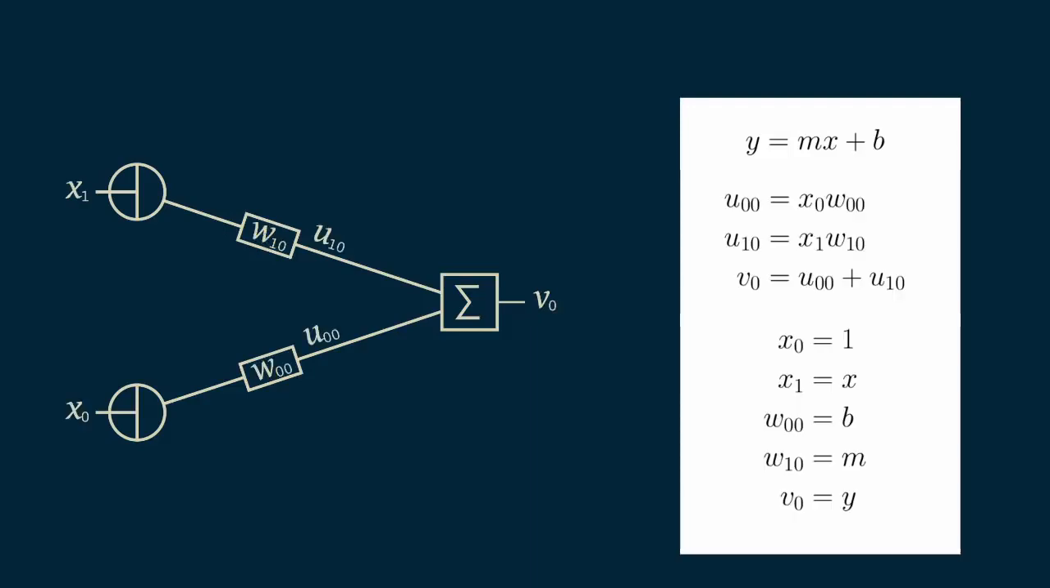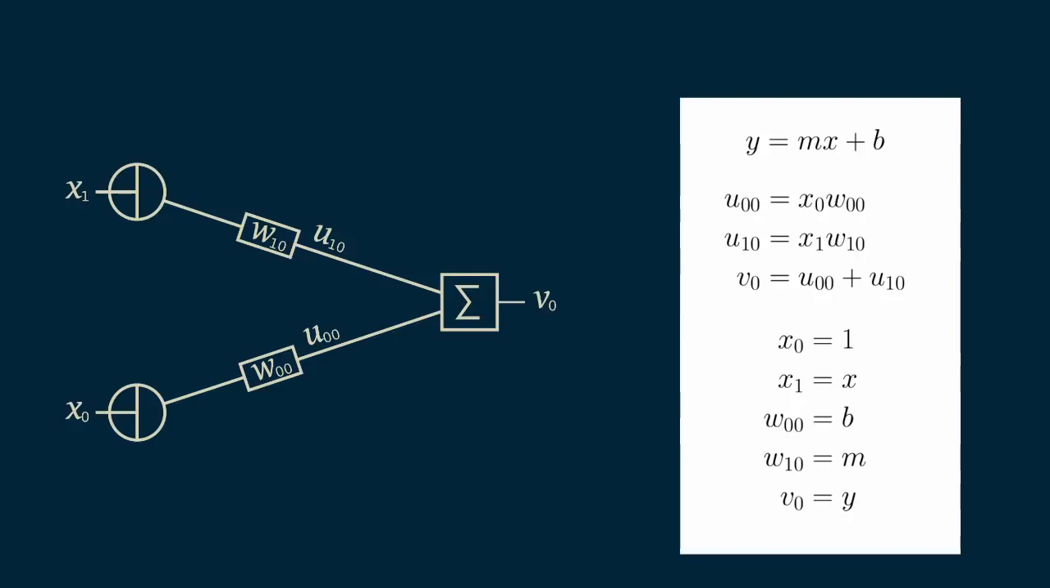We can change the names of all the symbols for a different representation. This is still a straight line relationship. We've just changed the names of all the variables. The reason we're doing this is to translate our linear regression into the notation we'll use in neural networks. This will help us keep track of things as we move forward.